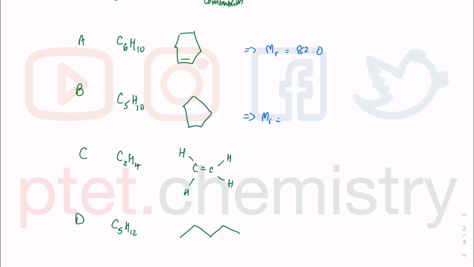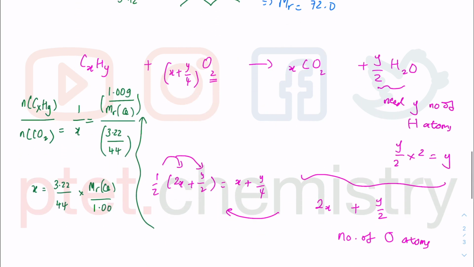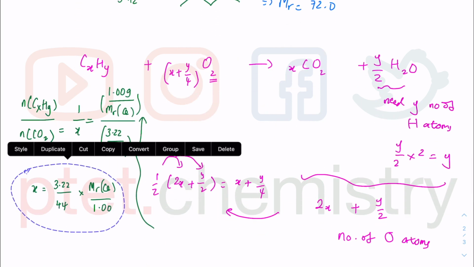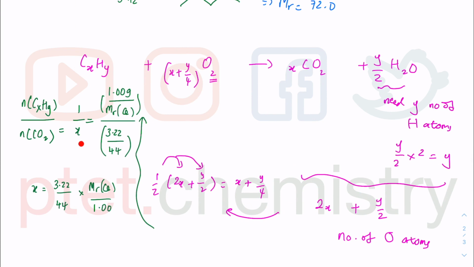This is going to be 5 carbons, so 5 times 12.0 plus 10 times 1.0. I got 70.0. On the other side, I get 28.0. You can do the calculation yourself if you can get the correct molecular formula. So with all these molecular formulas, I could use this expression, which is finding out this value X here. So we need X as the number of carbon atoms.